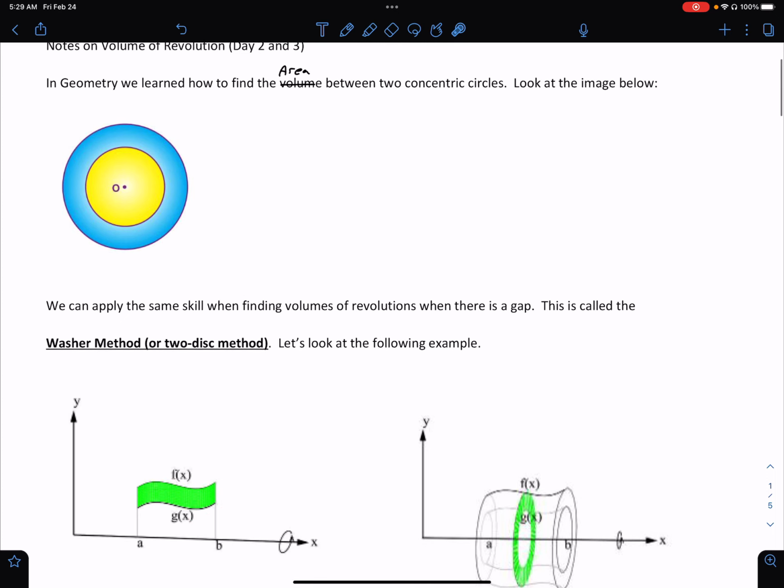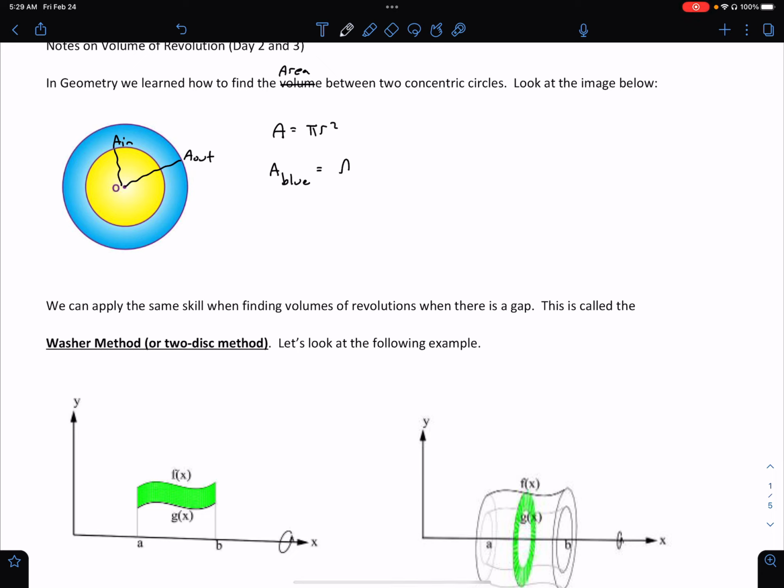Now, to start this, we're going to revisit a little bit of geometry. Back in geometry, we learned how to find the area between two concentric circles. So let's look at the image below. To get the area, we know the area of a circle is pi r squared. But if I only want to find the area of the blue region, only the blue part, we would have to take this outside area and we would have to subtract this inside area.